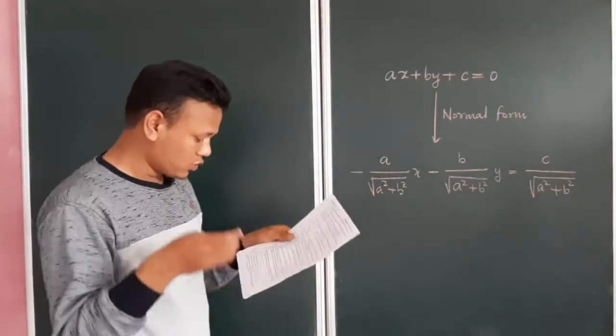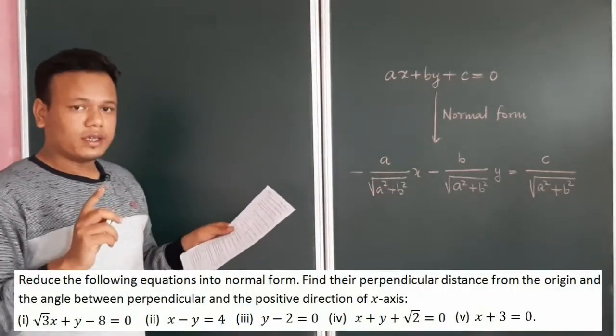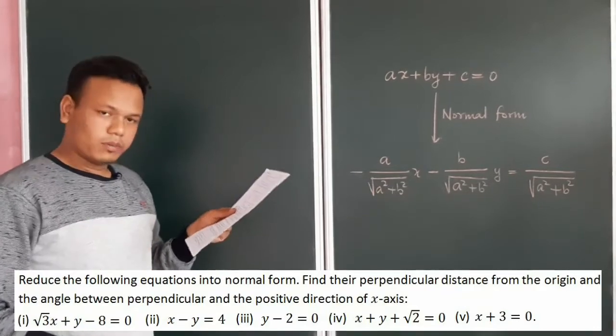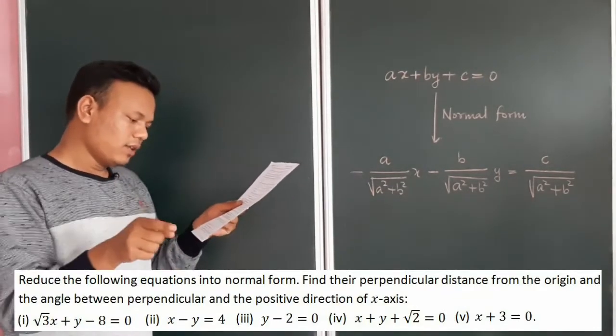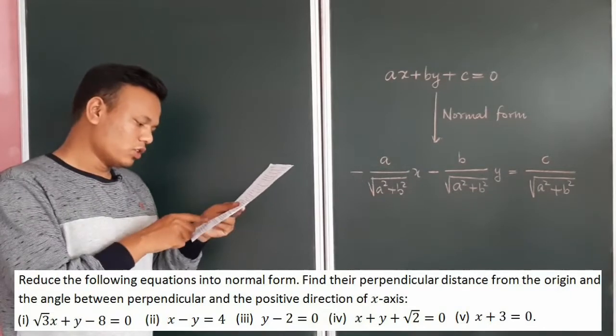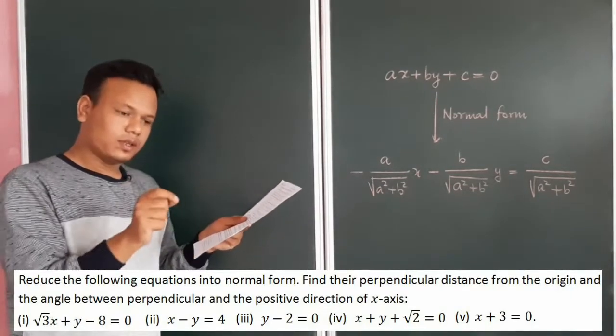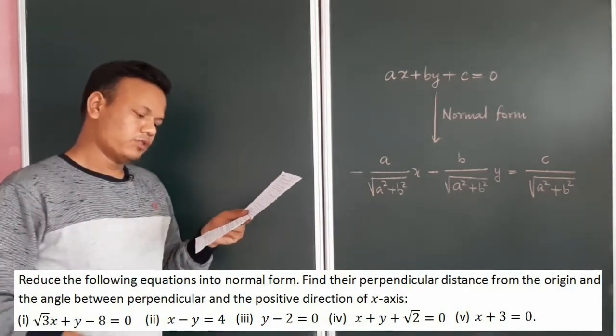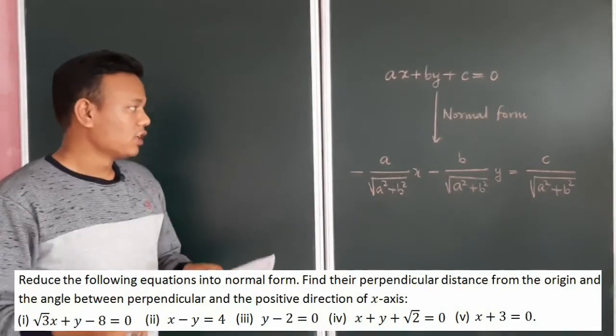So question C is question number 21: reduce the following into normal form. After reducing, find their perpendicular distance from the origin and the angle between the perpendicular and the positive direction of the x-axis.